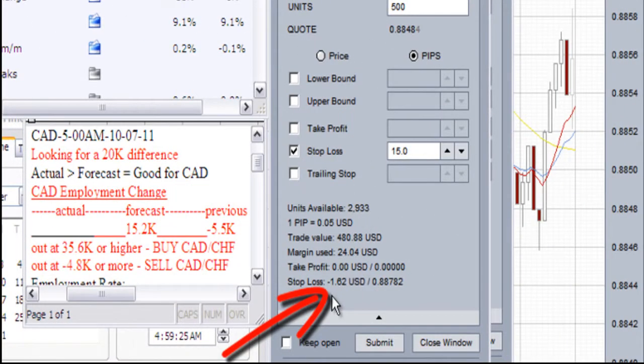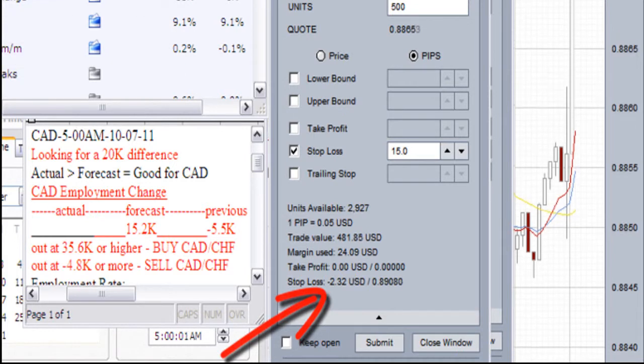With 36 seconds before the news release, broker spread is increased to a negative $1.62 from a negative $1.04. Here again, the broker spread is increased, now to a negative $2.32, just 3 seconds before the news release.